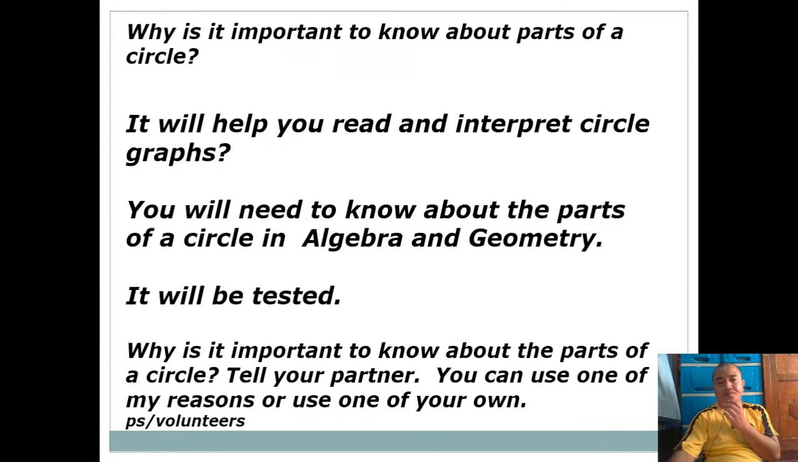Why is it important to know about parts of a circle? It will help you read and interpret circle graphs. You will need to know about the parts of a circle in algebra and geometry. It will be tested. Why is it important to know about the parts of a circle? Tell your partner. You can use one of the reasons or use one of your own.